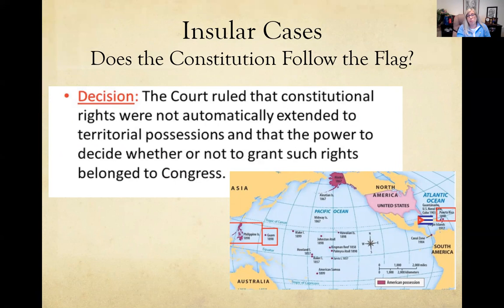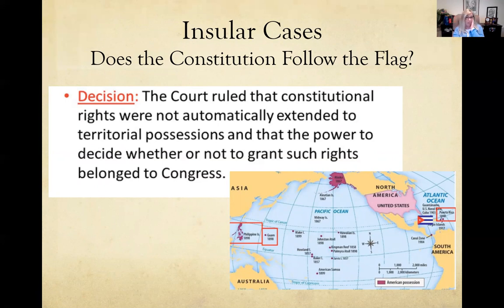And that ends up going to the Supreme Court in a series of cases that we're going to call the insular cases. Insular is the adjective form of the word island, so it's like of the islands, the insular cases. And the question is, does the Constitution apply to new possessions of the United States? So where we're planting our flag in new colonies, do constitutional rights automatically become attached to that flag or that possession? And here's the ruling of the court.